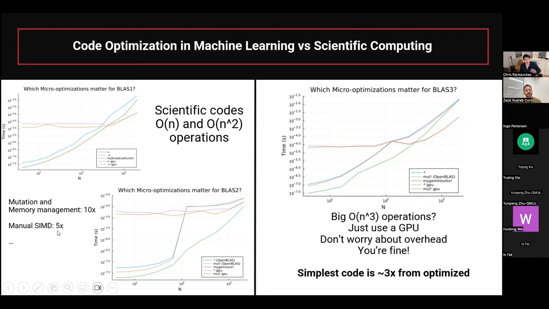Again, they don't matter for the physics informed neural network, because if you just do a matrix operation, BLAS handles all of that and it's O(n cubed). So your manual memory management really doesn't matter, but it does matter for your differentiable simulation codes.